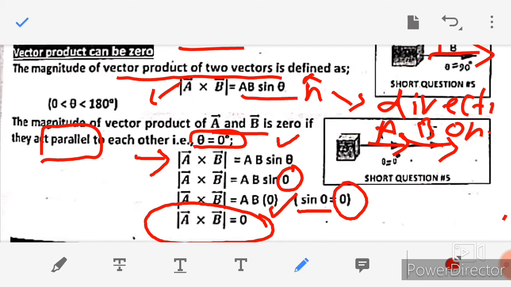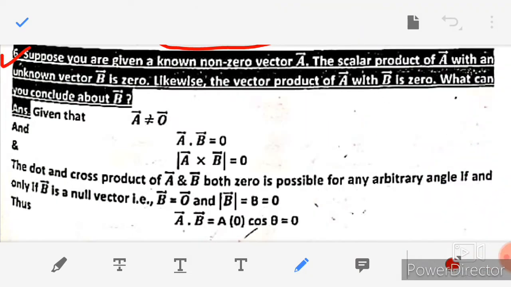Now moving towards the next question. Question number 6 is also included. Suppose you are given a known non-zero vector A. The scalar product of A with an unknown vector B is 0. Likewise, the vector product of A with B is 0. What can you conclude about B?